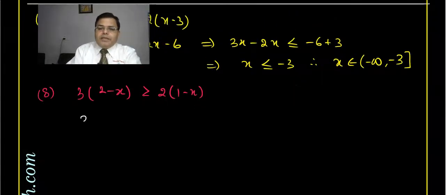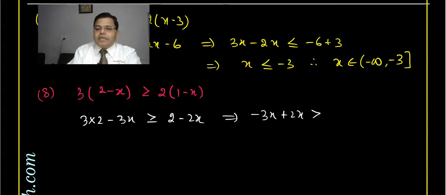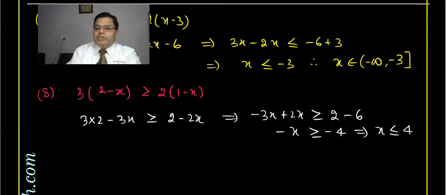That is 3 into 2, that is 6 minus 3x is greater than or equal to 2 minus 2x. 3x will come this side, so it will be minus 3x plus 2x is greater than or equal to 2, and 6 will come this side. So that will be minus x is greater than or equal to minus 4. If you multiply with a negative sign, the sign of inequality will change on both sides. Greater than or equal to will be less than or equal to.